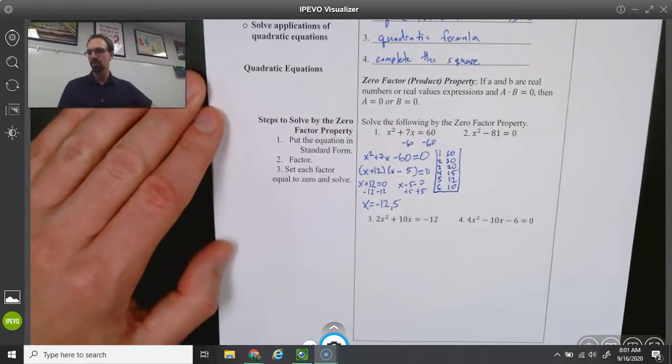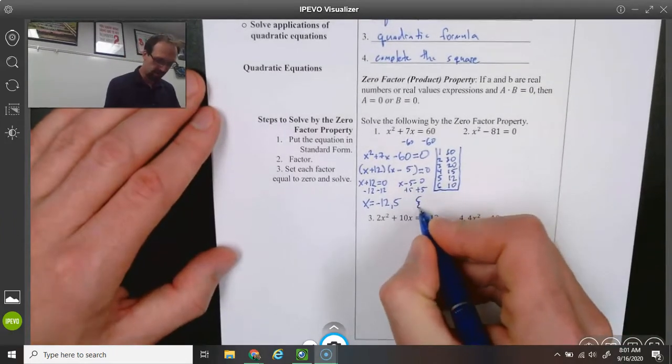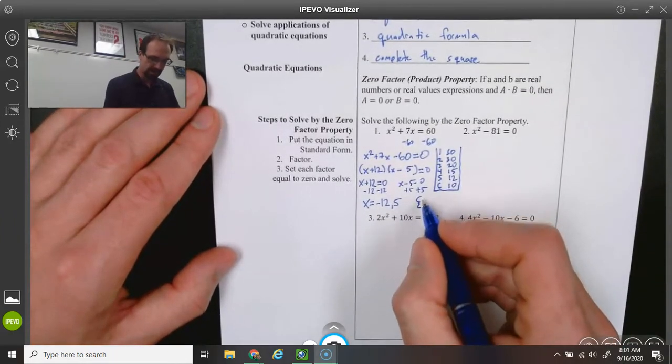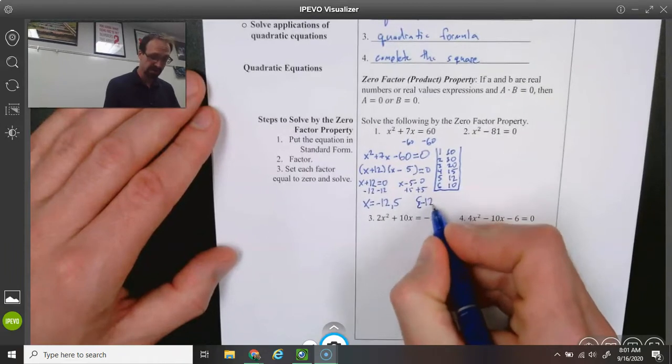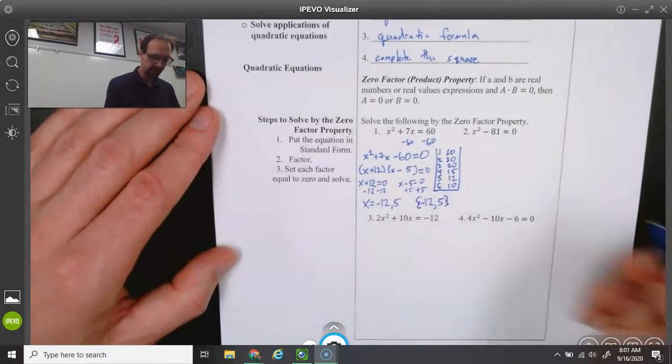There's a couple ways to write it. That's a list notation right there. If I wanted to write it in set notation, I do the brace, excuse me, that is a brace, not a bracket. Negative 12, comma, 5, brace.